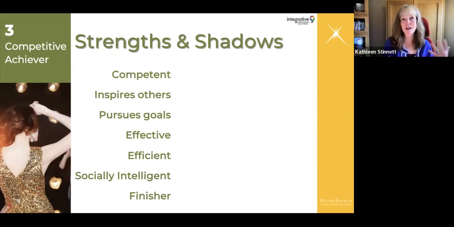They can be glorious in almost anything that they undertake, and they tend to get a lot done well. You've heard the adage, if you want something done, give it to a busy person. The 3s are the busy people that you can probably give more to, and they're going to get it done.